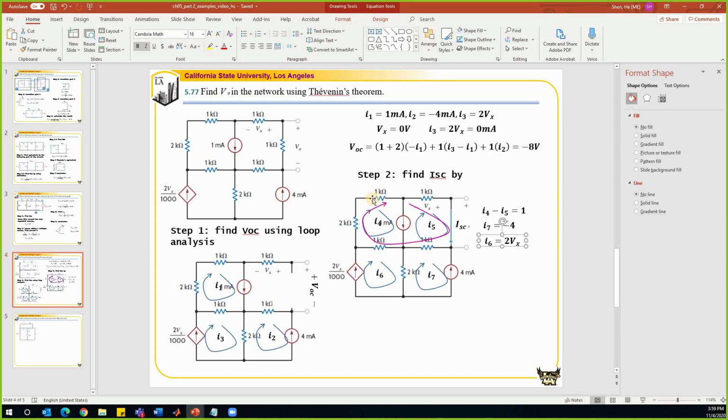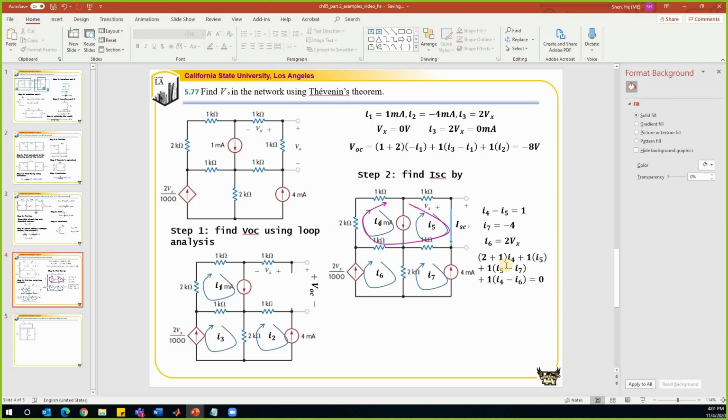So the first voltage drop on this 2K and 1K is 2 plus 1 times the current I4. The voltage drop on this 1K resistor is 1K times current I5. The voltage drop on this 1K resistor is 1K times I5 minus I7. And the voltage drop on this 1K resistor is 1K times I4 minus I6. So we add all the voltage drops for this whole supermesh.